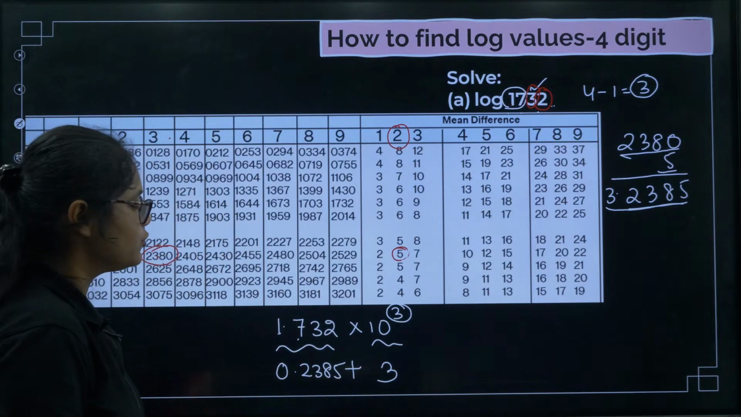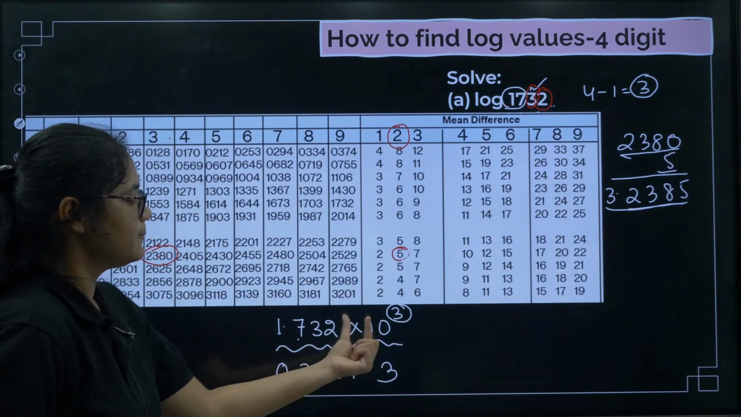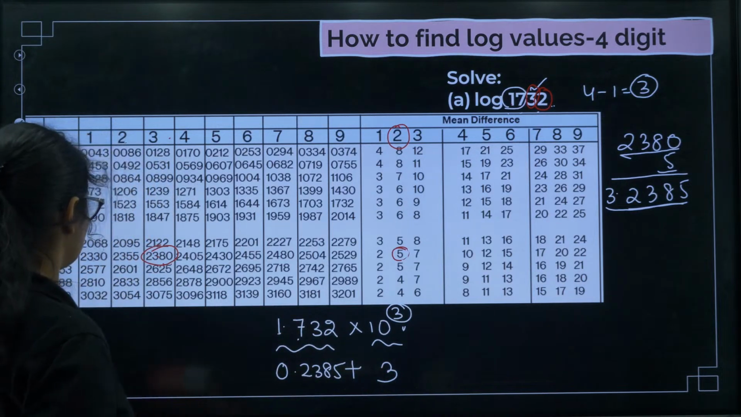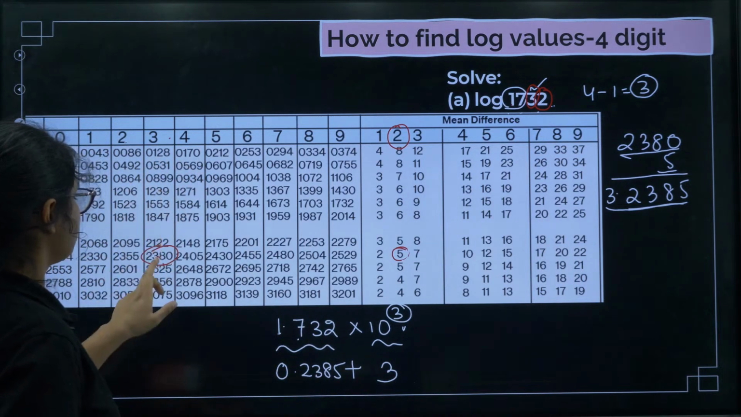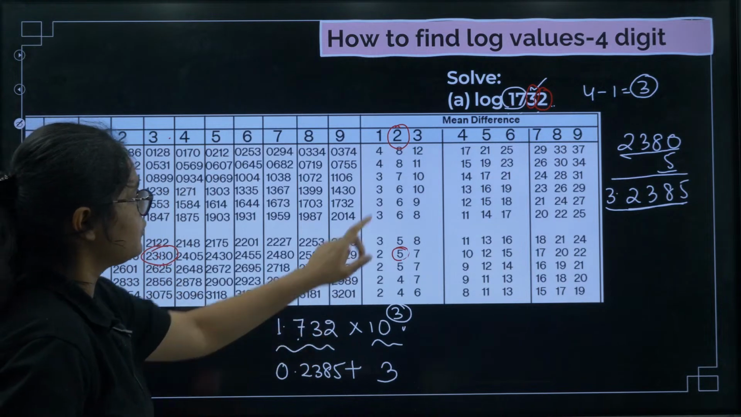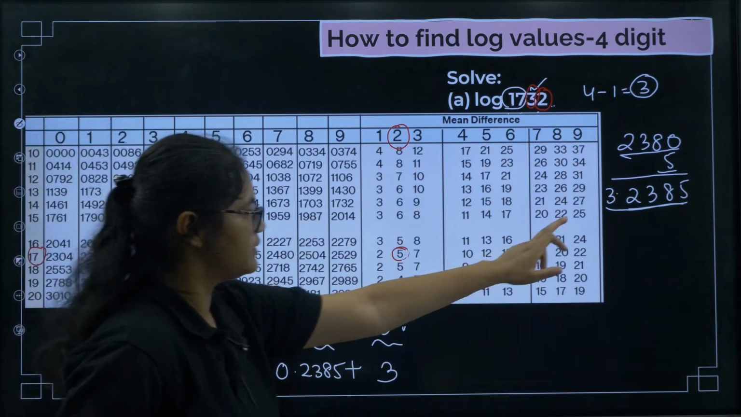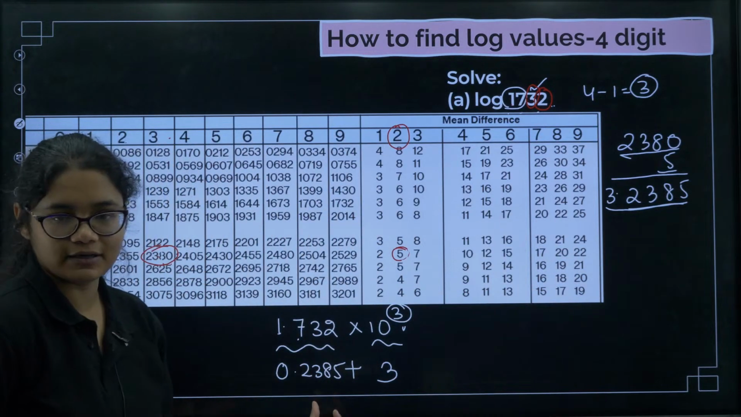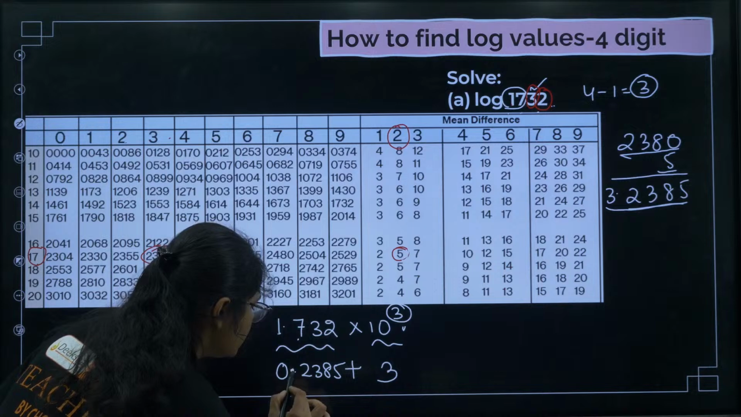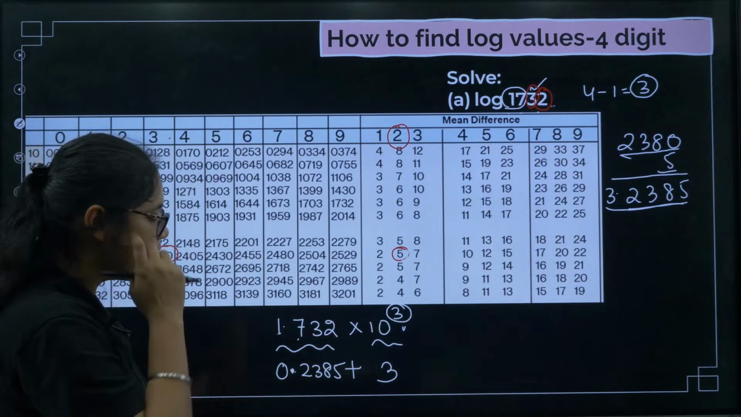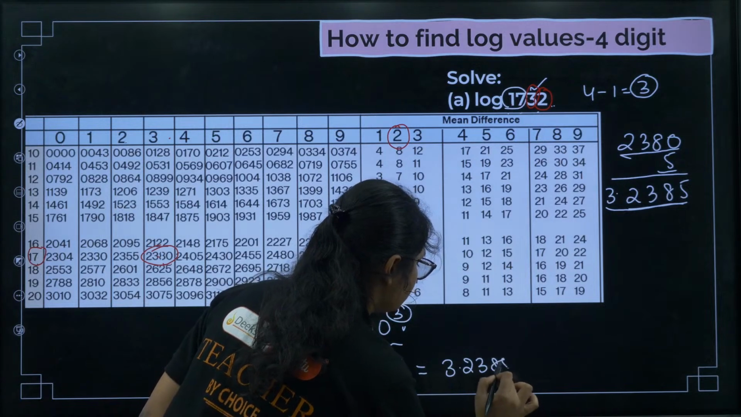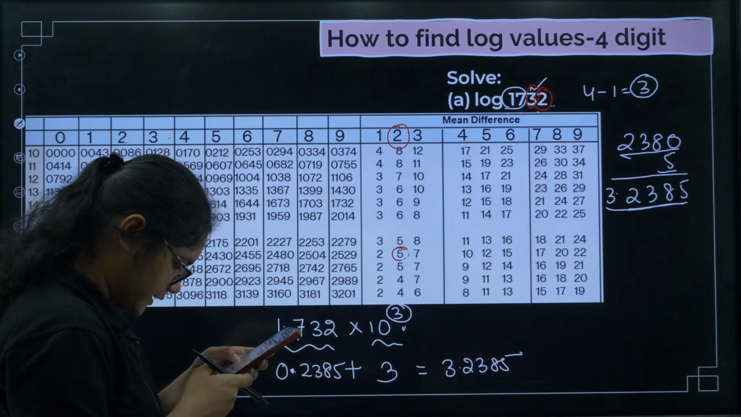If it is in the form of power, you have to take this one as it is. Then here take 17, the first two digits. Then third, you have to see 2380. Then for 2 it is 5. I will add these two, so I will get 2385. I have to take that number and put a decimal before it. So how much will I get now? 3.2385. I hope this is clear.